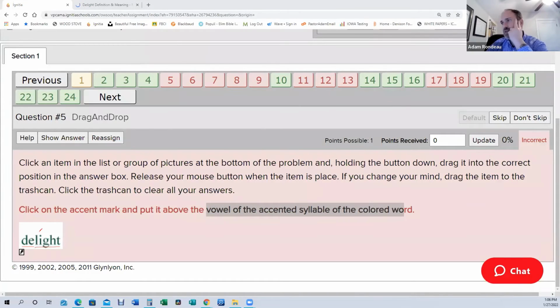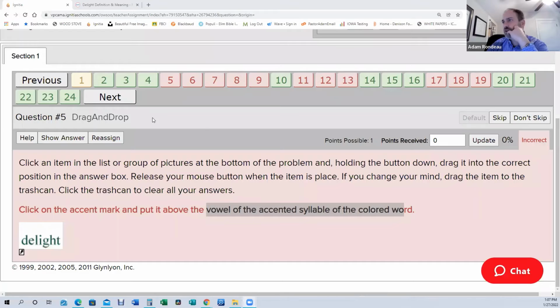One of the things that has been brought out, particularly in this unit that we're dealing with here, is the fact that one vowel is pronounced per syllable. So you put it over the vowel that is pronounced. So that's where it should go in this particular case.